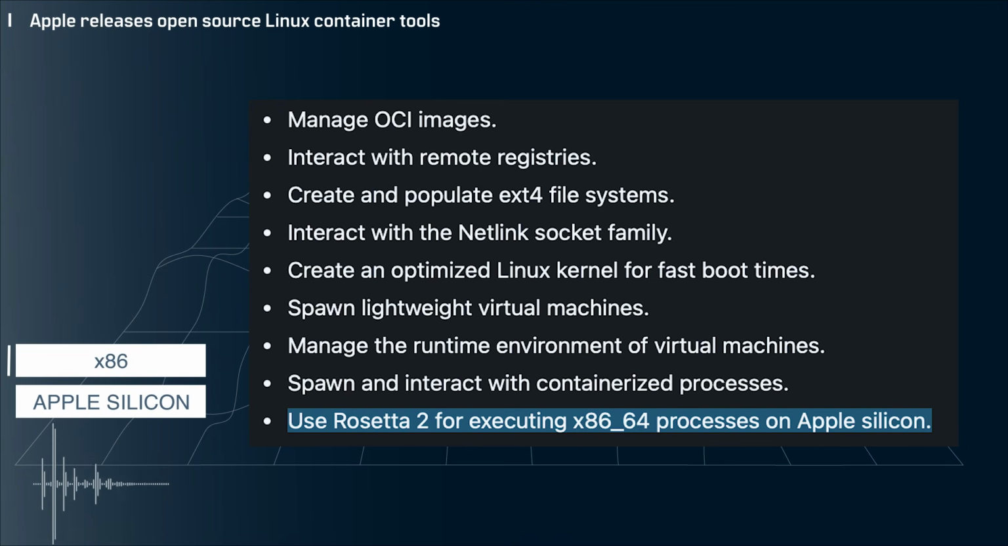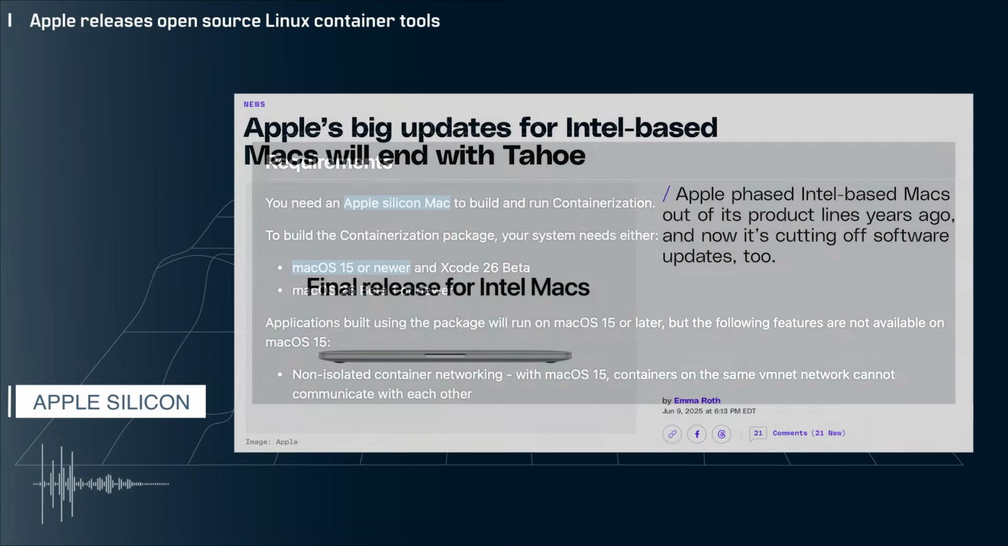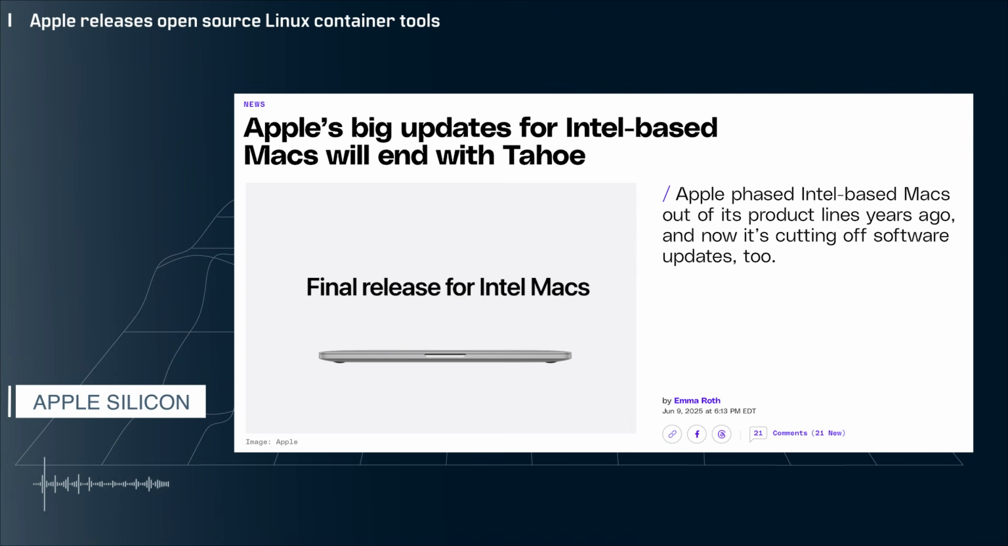And lastly, these new tools will require a Mac running Apple Silicon and macOS 15 or newer. So if you're still holding on to an Intel Mac, you're out of luck on this one. But it's probably getting time to upgrade that hardware anyway. The new macOS Tahoe might be the last operating system to support Intel Macs. I think I did see Apple make an announcement about that.